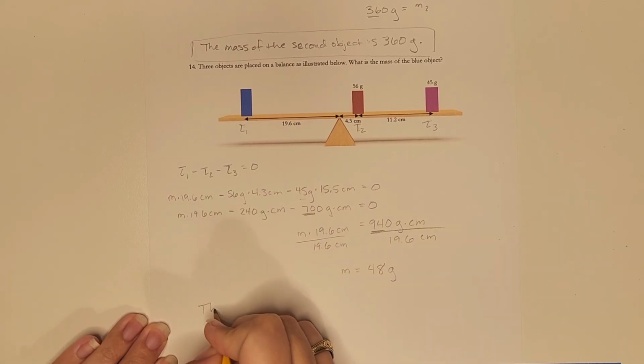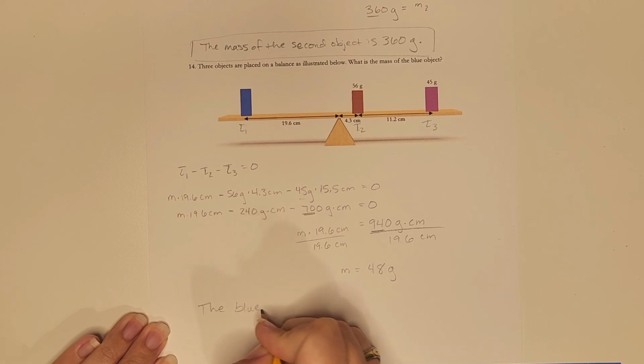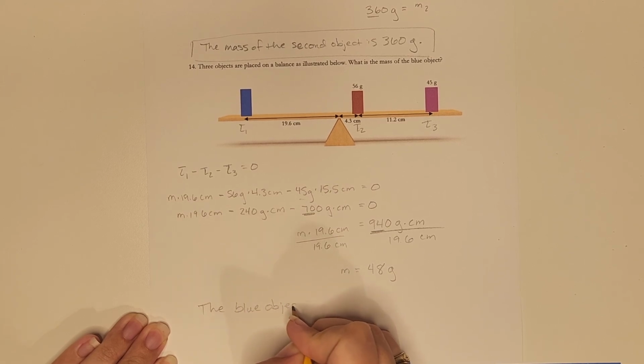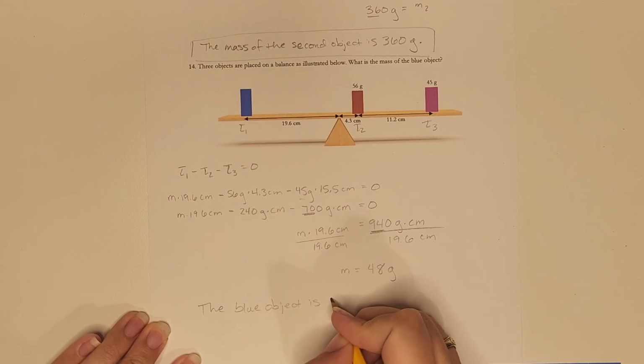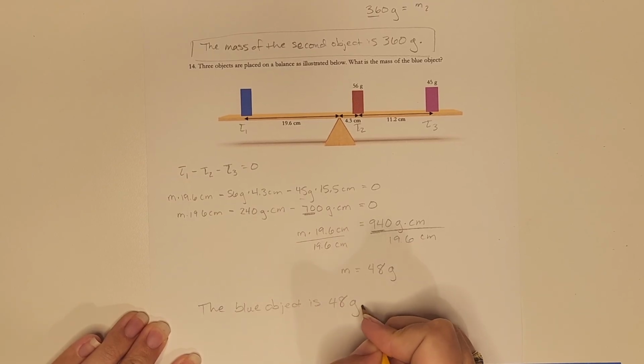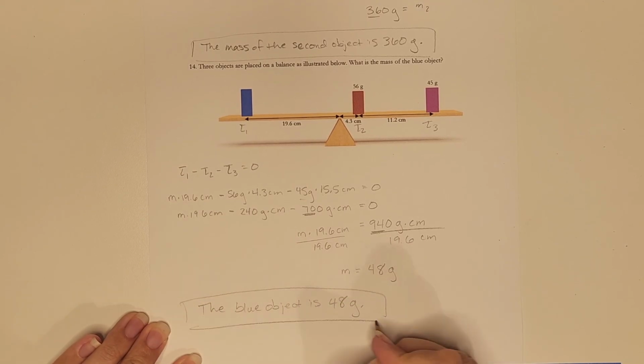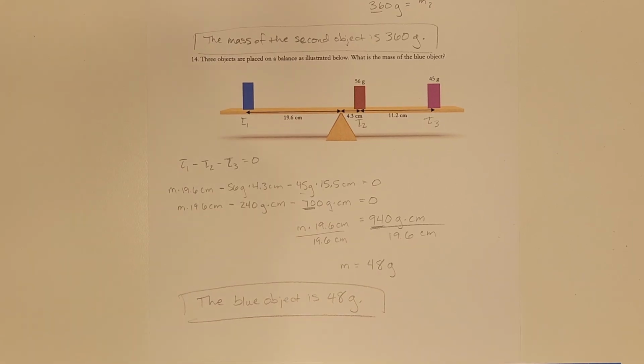Okay, so the blue object is 48 grams. All right, and that is it for these Chapter 6 review questions.